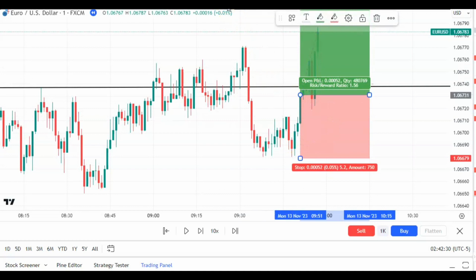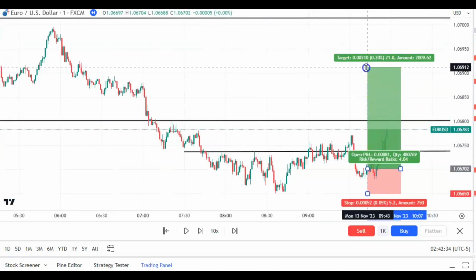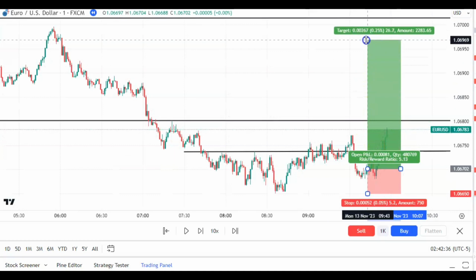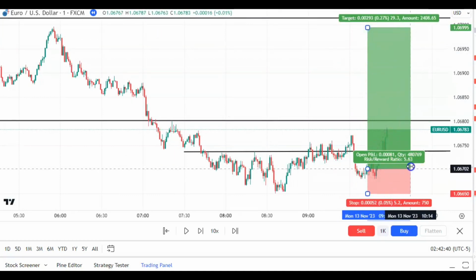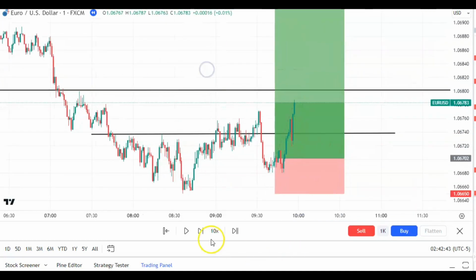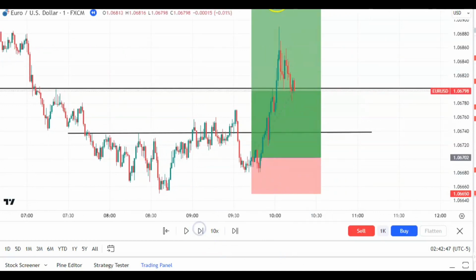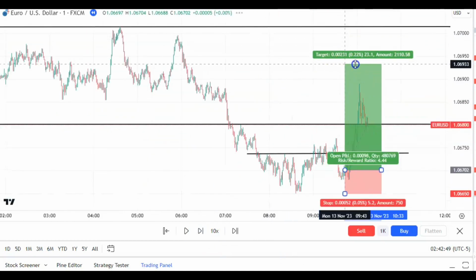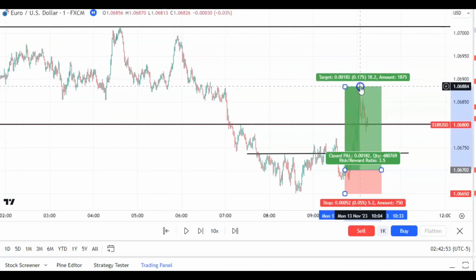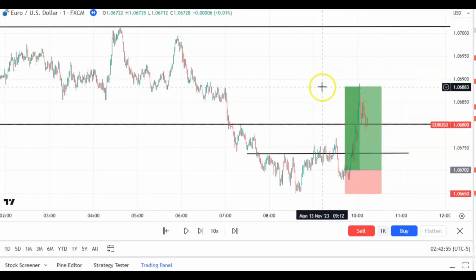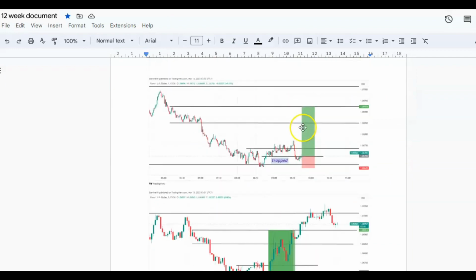But since I'm showing you what my entry was, that was my entry, and I was targeting the high of the day, a risk reward ratio of 1:3, and you can see price did hit 1:3. It did not reach the high of the day, but a 1:3 risk reward ratio was hit. So yeah, moving on to the next trade, which was on the same day.